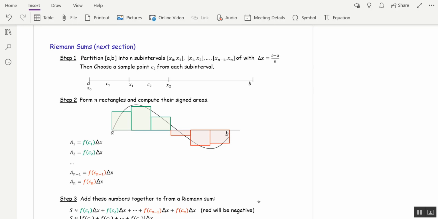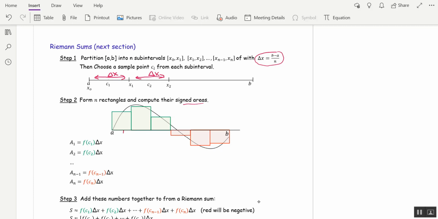And by signed area, I mean anything that goes below the x-axis is going to count as negative area. Anything above counts as positive area. So I put the positives in green and the negatives in red. You can partition the interval from a to b into subintervals. So each of these has width delta x. And then supposing you pick a test point, c1, from each subinterval. Now that doesn't have to be a midpoint. I've drawn it so it's midpoints, but it could be any random point.